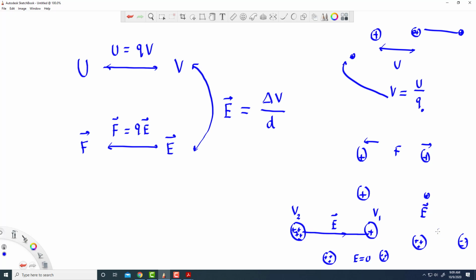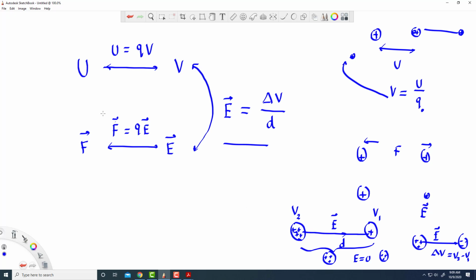So whenever you have potential difference, this delta V, where delta V is V2 minus V1, the change in potential, that gives you electric field. So electric field depends on potential difference, and it's the ratio of potential difference over the distance between the charges. So that distance is d.